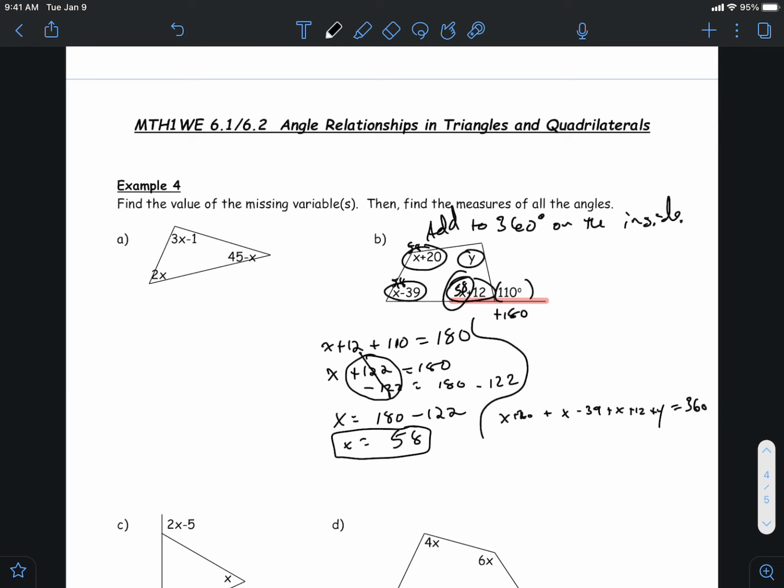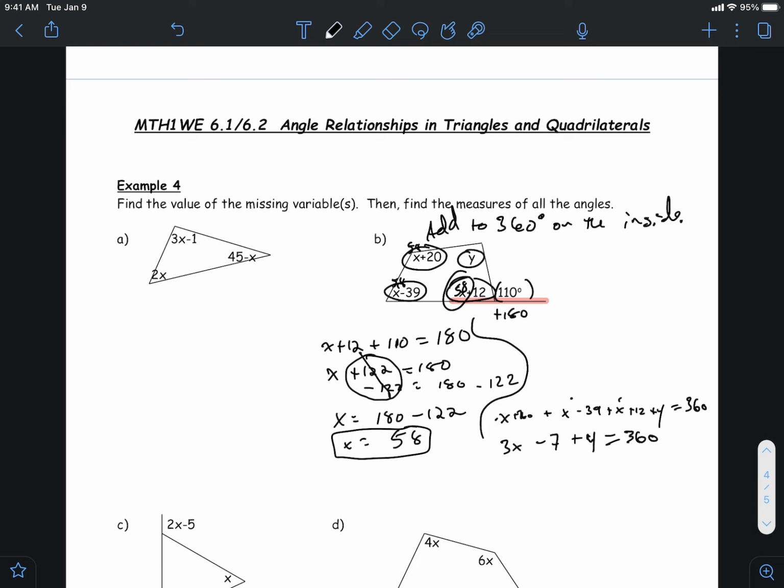So what I might choose to do here is collect all the like terms. How many x's do I have? I have 1, 2, 3. So 3x plus 20 minus 39 plus 12. Does anybody know that? -7. Okay, that's helpful. Thank you. -7. And then plus y. Does that seem right? The 360?